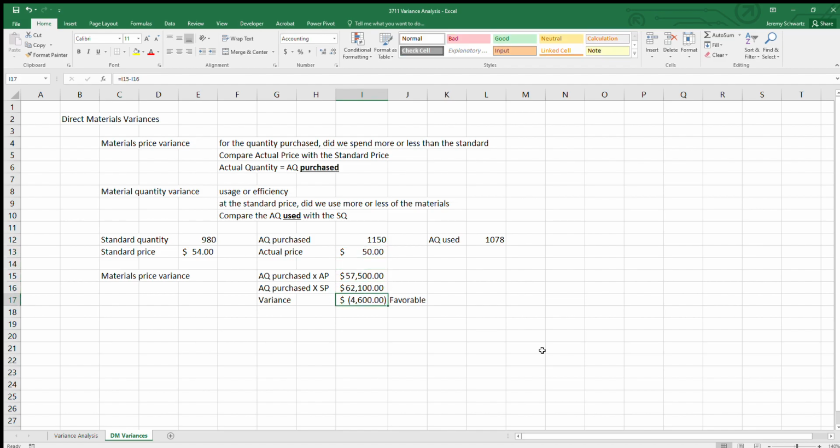So what I want you to do is reserve in your mind the idea of favorable. All favorable means is that it cost less than what we planned. That doesn't mean it's a good thing. The idea here is that all it means is that the standard price was greater than the actual price. And we don't know exactly how that will be manifested overall until we look at the material quantity variance, which we will do next.